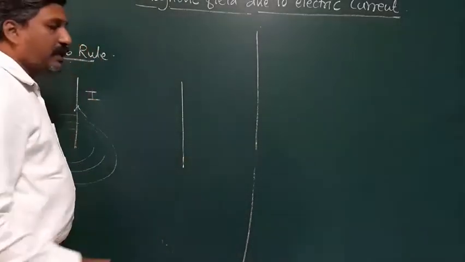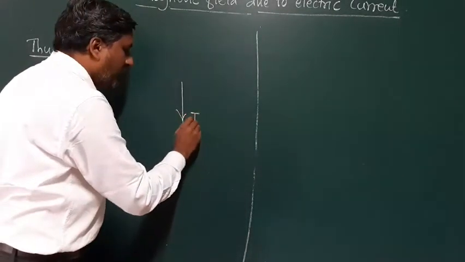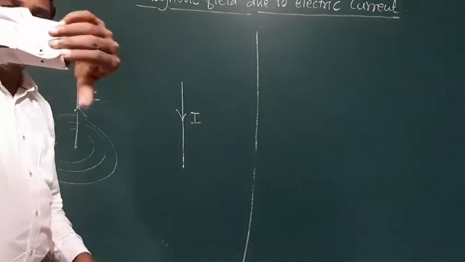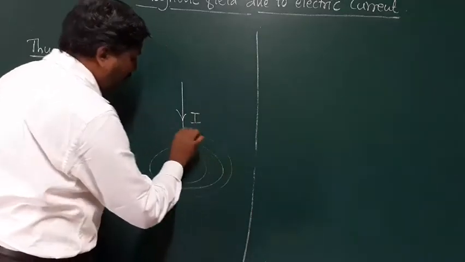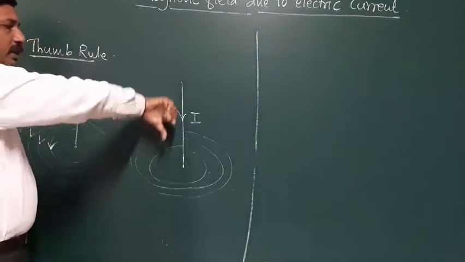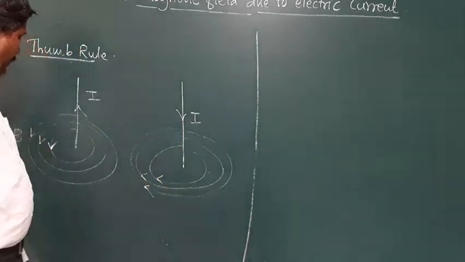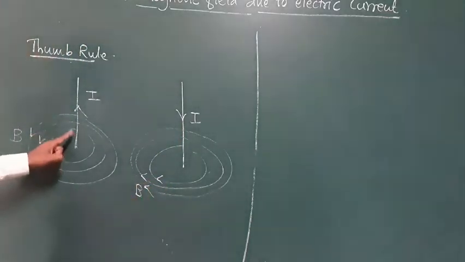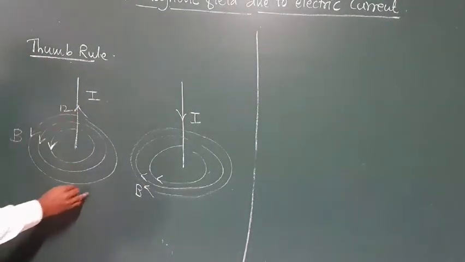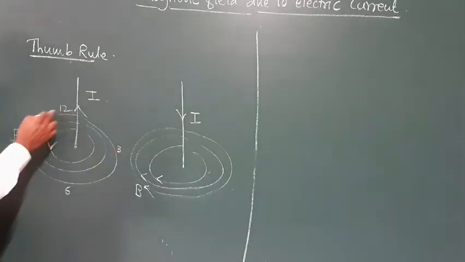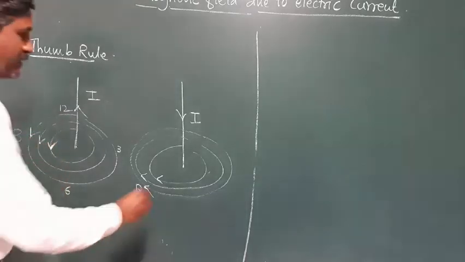If the straight thumb shows the direction of electric current, and now the current is flowing in the downward direction, again the curled fingers show the direction of magnetic field B. Here the current is upward, and for the magnetic field, just see whether it is clockwise or anti-clockwise. You can easily get the idea: current upward, then the magnetic field is in the anti-clockwise sense.